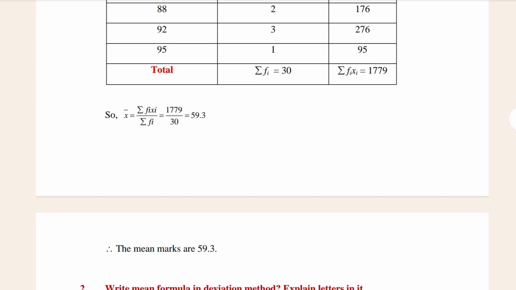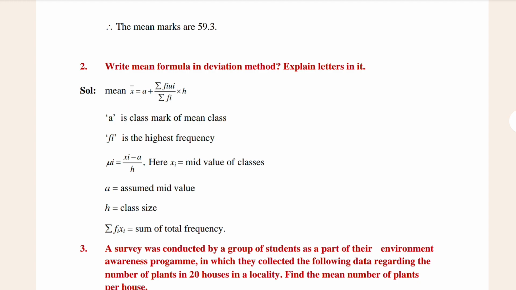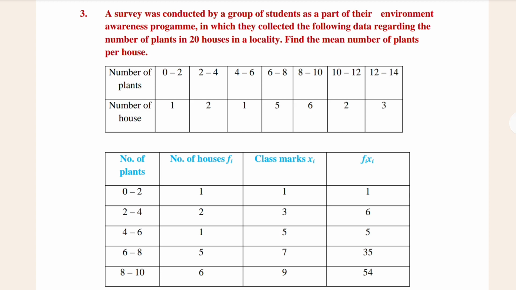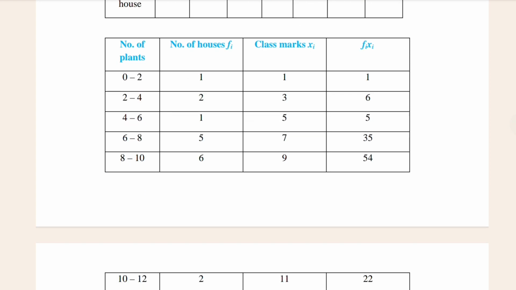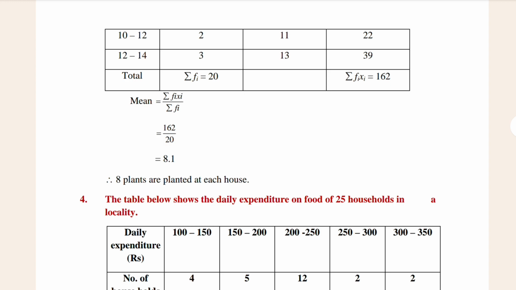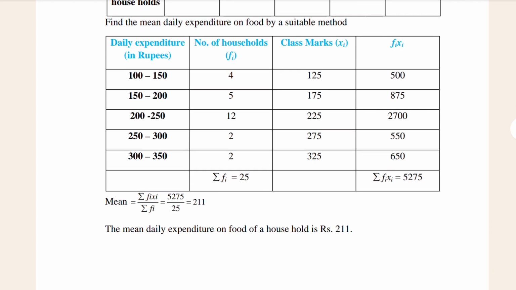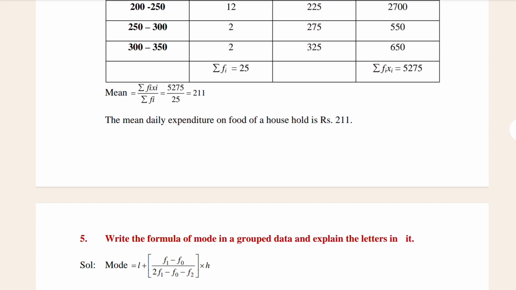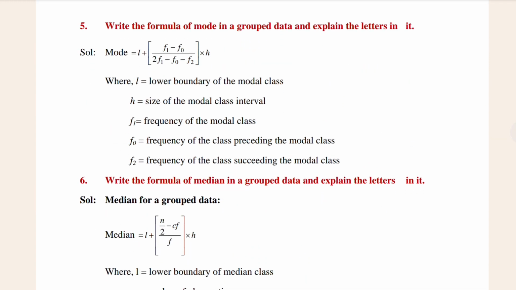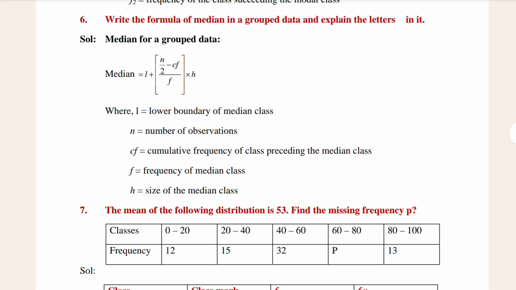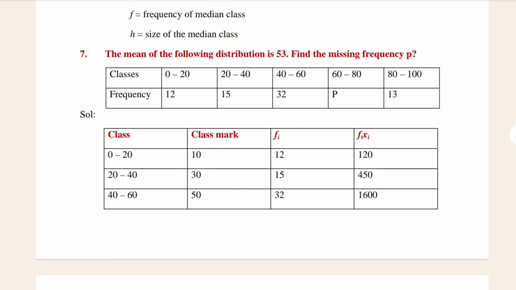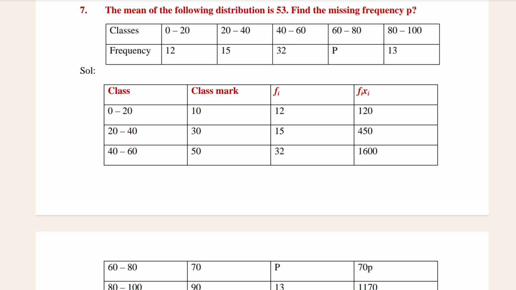Now let's see this here, the mean marks for 9.3. Second one you can see, third one is the question, and that's the answer. Is it clear for you? And fourth one you can see. Fifth one you can also see, then sixth one you can see. Then after that, seventh one, the mean of the following distribution is 53.